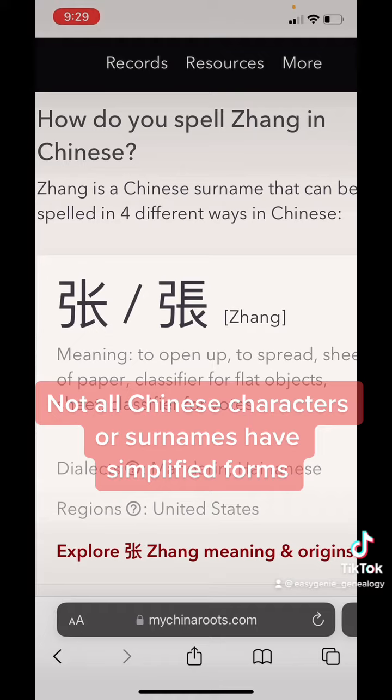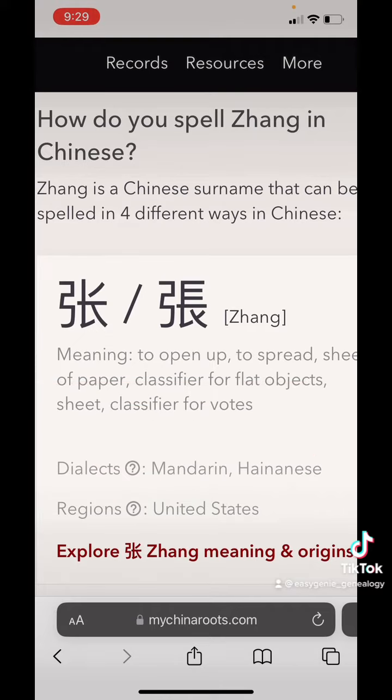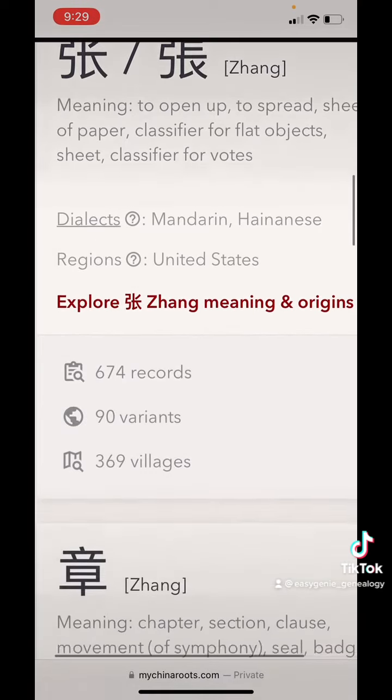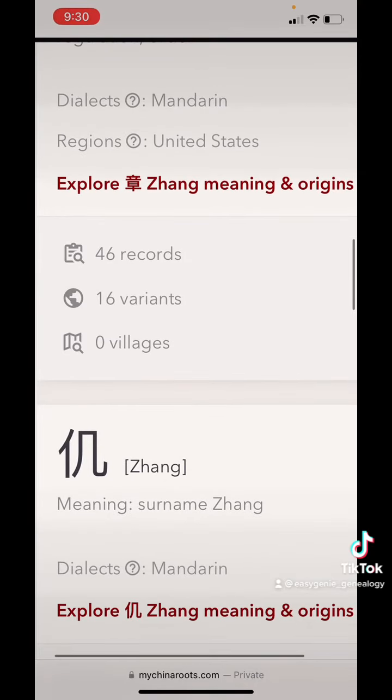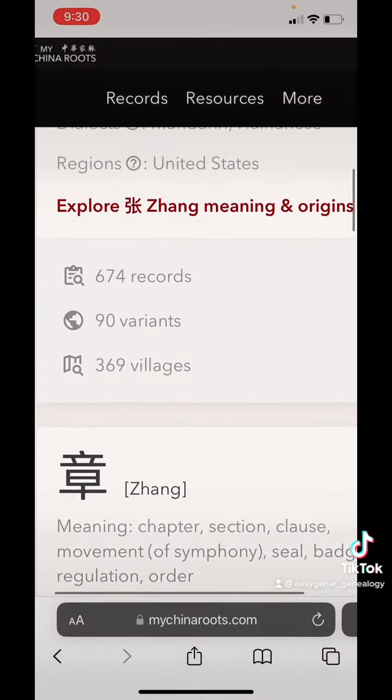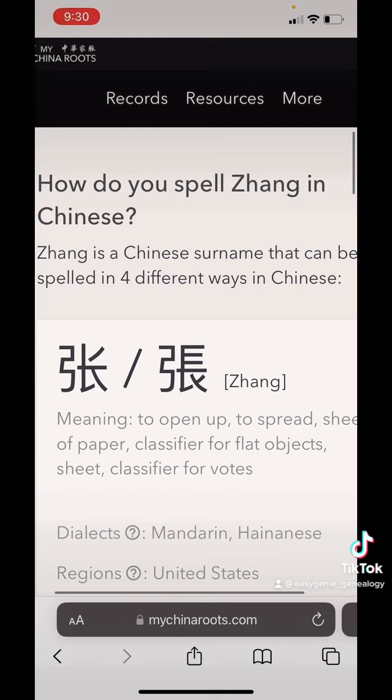On the left is the simplified version, the modern version used in China. On the right is the older version that used to be used in China and is still used in Taiwan, Hong Kong, and some communities in Southeast Asia today. To make things a little bit more complicated, there's several other similar sounding surnames. This is one of them, and this is another one. But in my experience, they're not as common as this one here, Zhang.